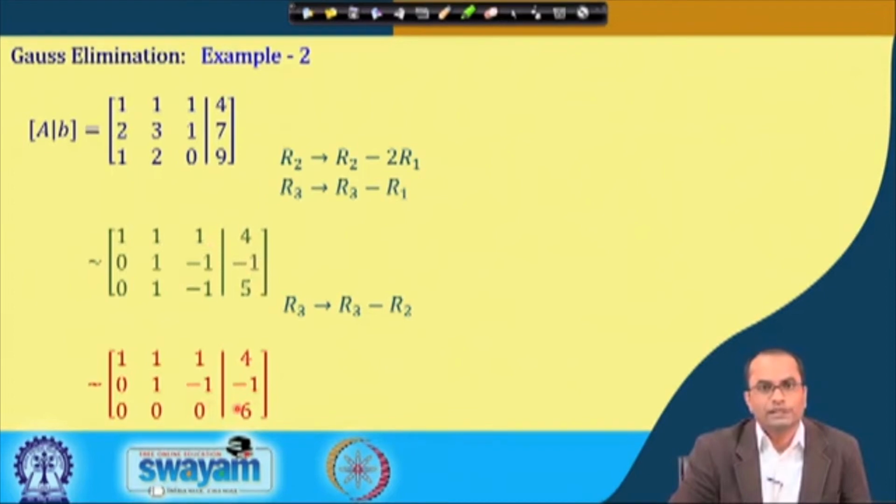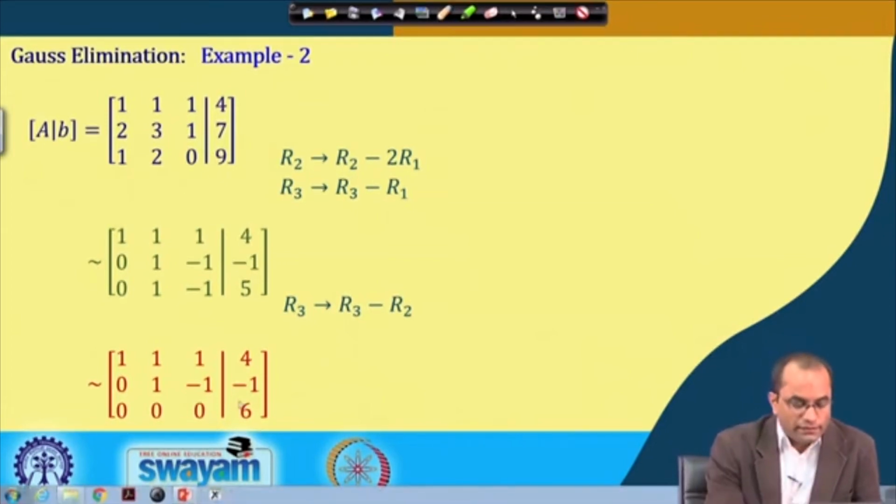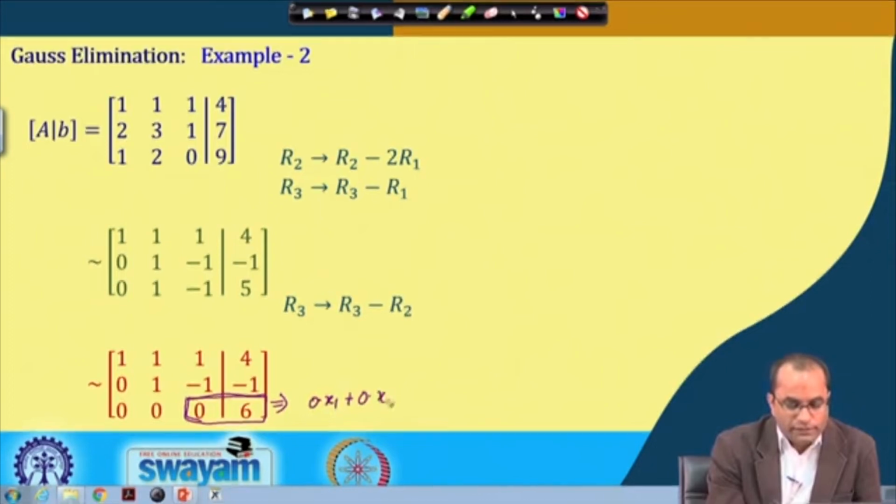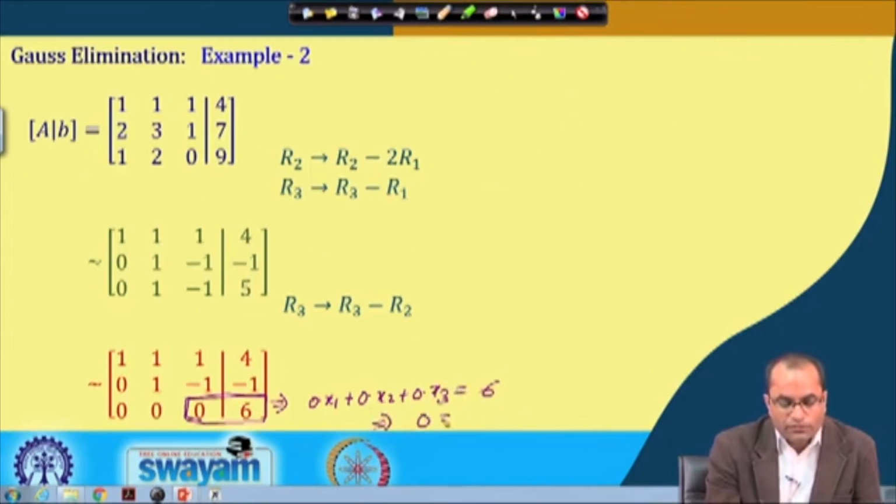So, what do we see now? It is something different from the previous case. If we look closely at the last equation, what are we getting from it? We are getting 0 times x 1, 0 times x 2, and 0 times x 3, and the right hand side is 6, meaning we are getting that 0 is equal to 6.